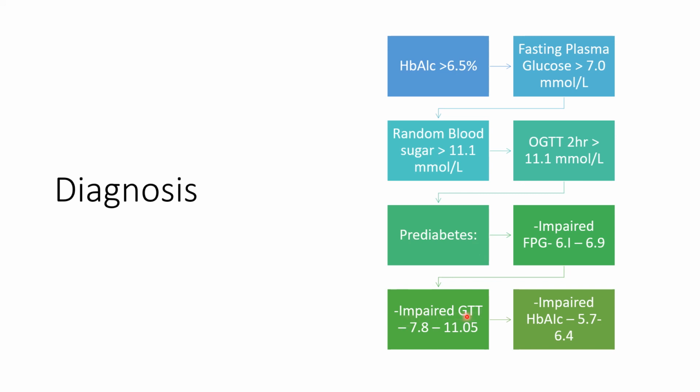Also, if OGTT at the second hour is between 7.8 to 11.05, not up to 11.1 or greater, then we cannot label the person as diabetic, but pre-diabetic. So, at the corner, pretty close. Hemoglobin A1C between 5.7 to 6.4%. No, it's not yet 6.5 or greater. So, the person is pretty close. In all these situations, we call it impaired fasting plasma glucose, impaired GTT, impaired hemoglobin A1C.